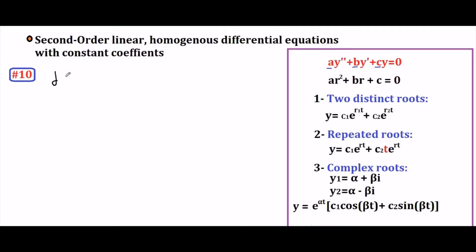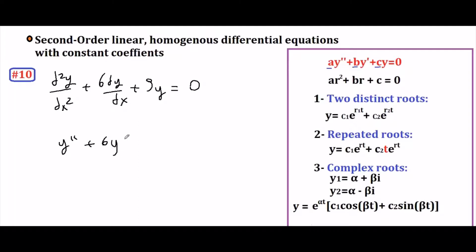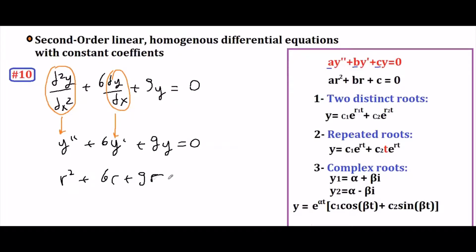So what if you have d squared y over dx squared plus 6 dy over dx plus 9y? You convert this into y double prime plus 6y prime plus 9y equals 0, because d squared y over dx squared is the second derivative and this is the first derivative. So the only difference is just notation, and then again you convert it into the characteristic equation and then solve. Okay, I think the notation difference is also clear. Let's go ahead and check the initial value problems.